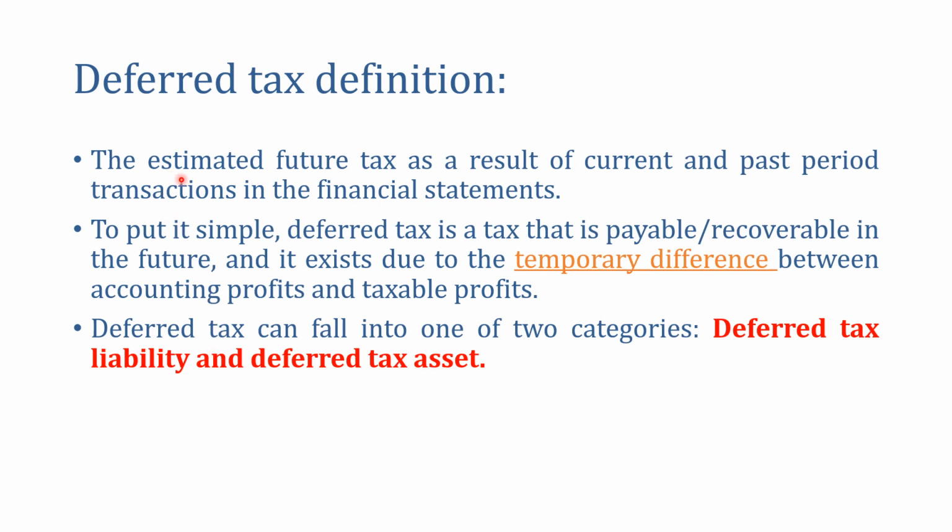A deferred tax is the estimated future tax as a result of current and past period transactions in the financial statements. To put it simply, deferred tax is a tax that is payable or recoverable in the future, and it exists due to the temporary difference between accounting profit and taxable profit. Deferred tax falls in two categories: deferred tax liability and deferred tax asset.